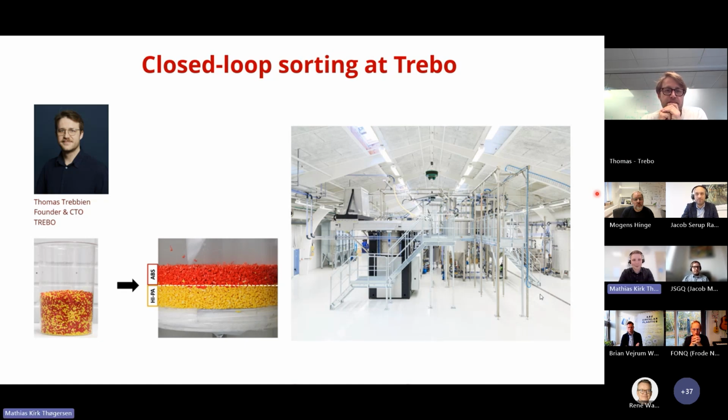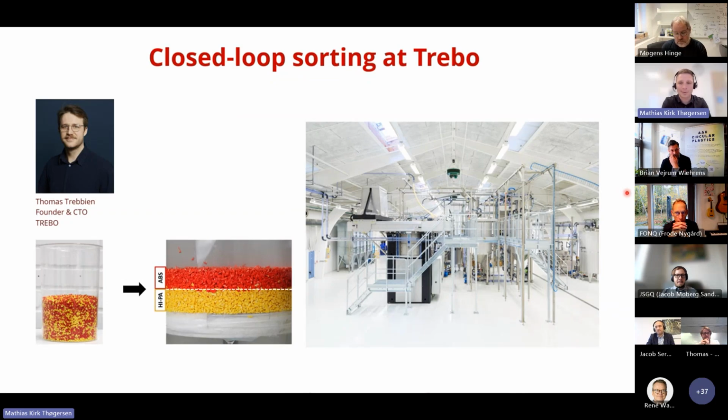Yeah, that's really impressive from a density point of view. Yes. You can sort on color. Yeah. Thank you so much, Thomas. I don't see any questions in the chat, so you are off the hook.